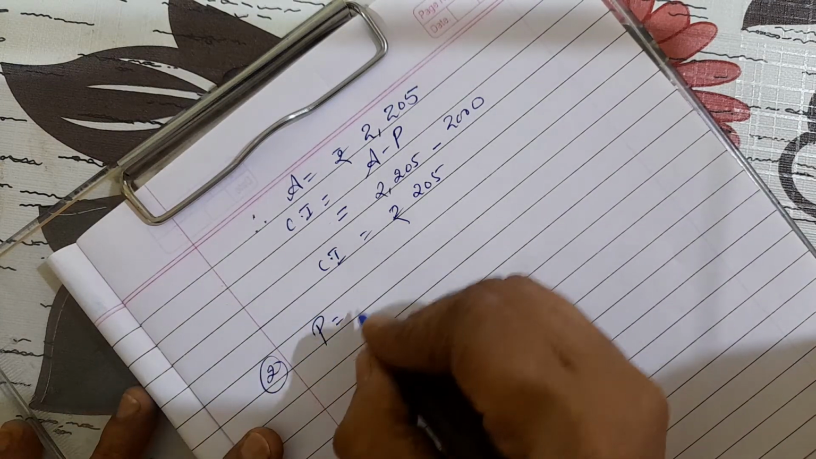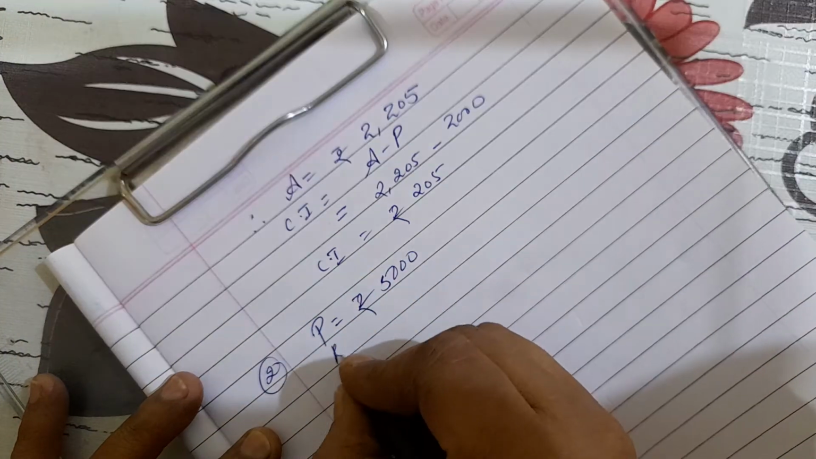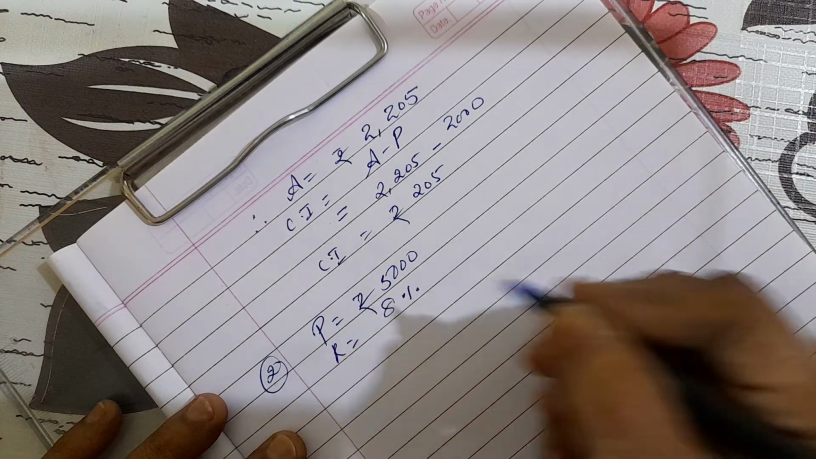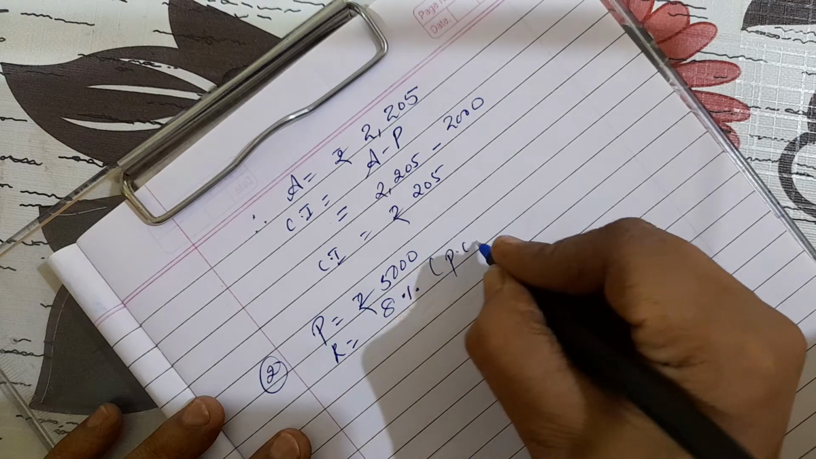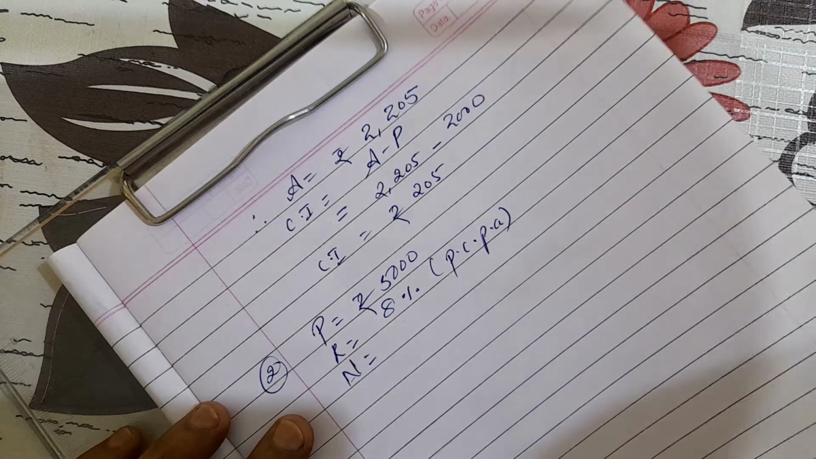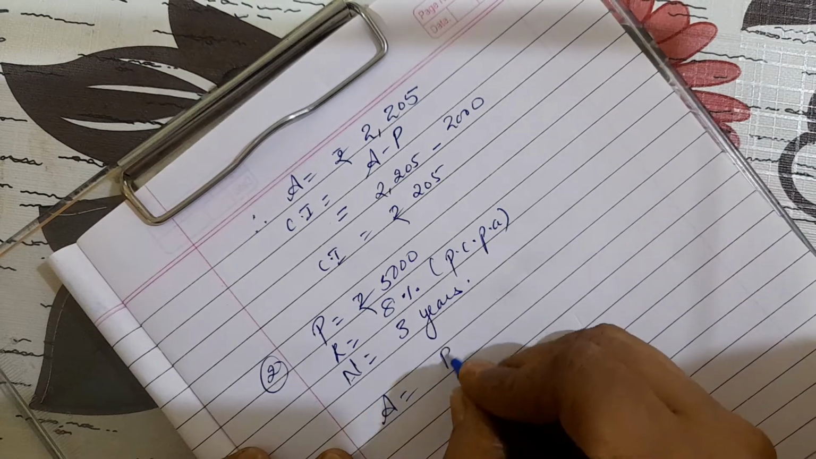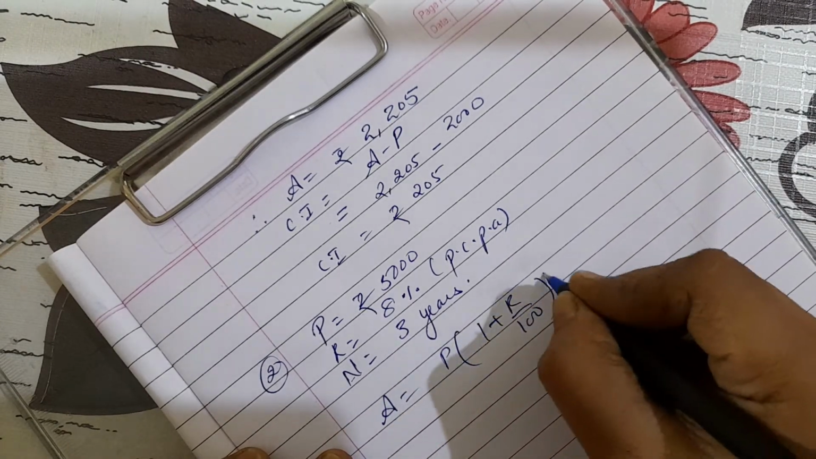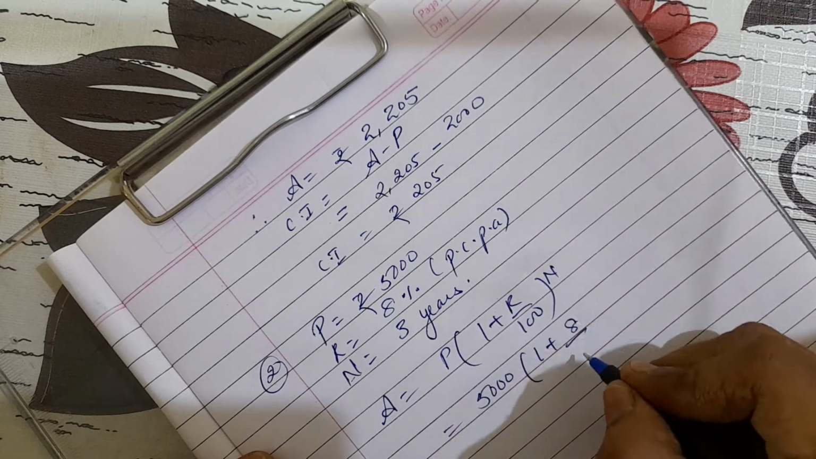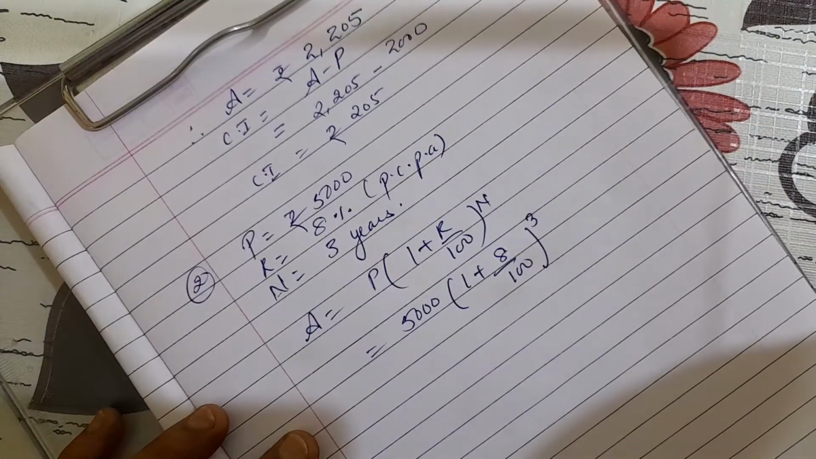Second, principal is how much? See in your textbook, principal is 5000. R is equal to 8%. You can write the symbol percent, or you can write PCPA, anything will do. And the number of years is 3 years. Now let us write the formula. Amount is principal into 1 plus R upon 100 raised to n. So this is equal to principal 5000 into 1 plus R, 8 upon 100 raised to 3.